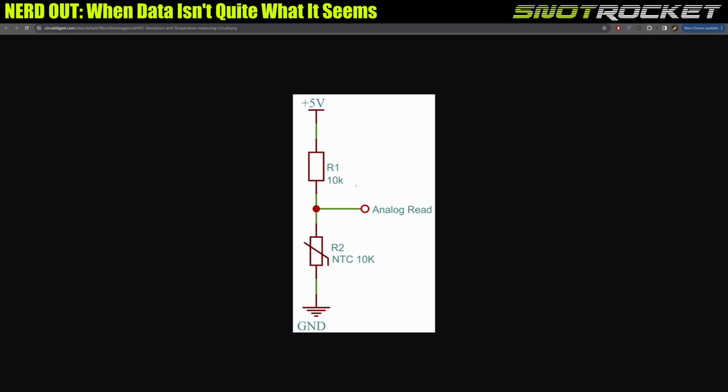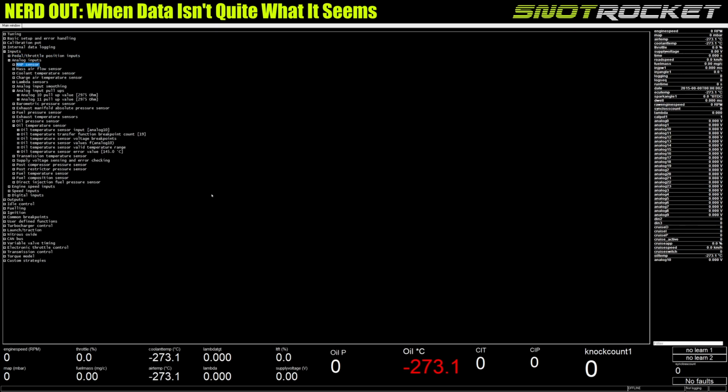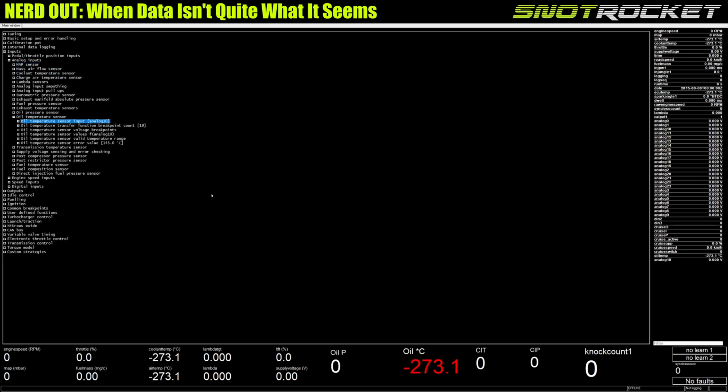I thought maybe the pull-up isn't the right setting, and the reason why pull-ups are so important is because different sensors have different operating ranges. Let's just have a quick look and I'll try and explain why that is. So if I go to my analog inputs, I've got oil temperature, and it says here that that's on analog 10. So there's about 23 inputs on this ECU. Oil temperature is on analog 10, and I'm pretty sure analog 10 is using internal pull-ups inside the ECU.